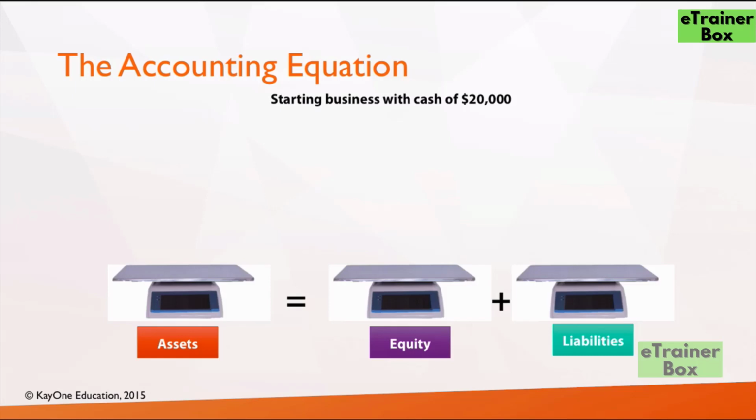Let's assume that you start your business with cash of $20,000. So there are two things that are happening. On one hand, from the accounting entity principle, the business is getting cash worth $20,000. So on the asset side, cash increases by $20,000. At the same time, the owners of the business have put in capital into the business. So the equity goes up by $20,000. So look at the accounting equation now. We have 20,000 on the left hand side and 20,000 on the right hand side. Therefore, the accounting equation is in balance.